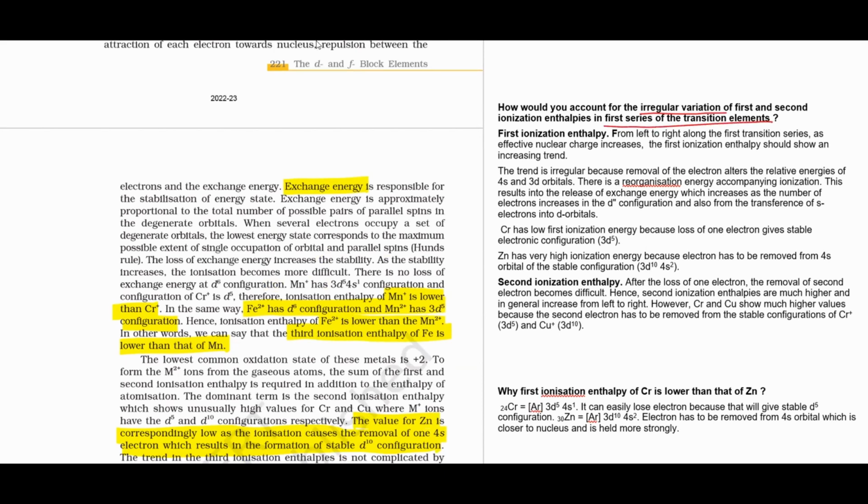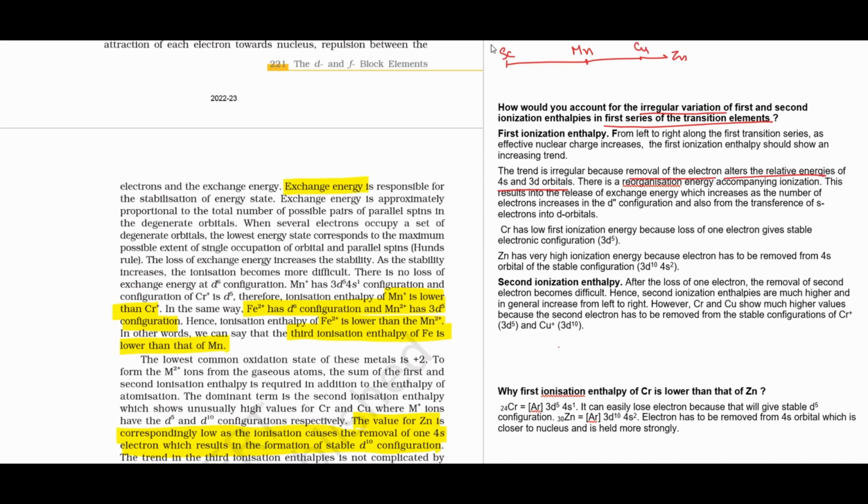So in general, size decreases till the middle. From scandium to approximately manganese size decreases, then it remains nearly the same, and then from copper to zinc size increases. So ionization energy also has an irregular variation, the way size varies, and as size becomes large, ionization energy becomes small. The trend is irregular because the removal of an electron alters the relative energy of 4s and 3d orbitals.